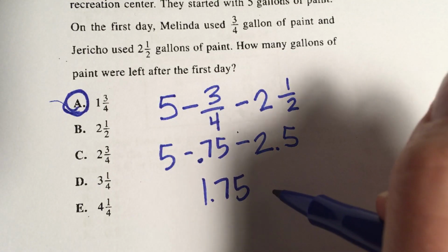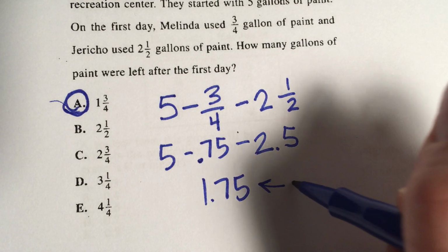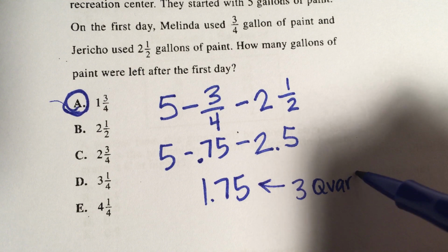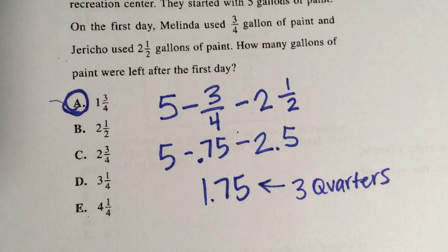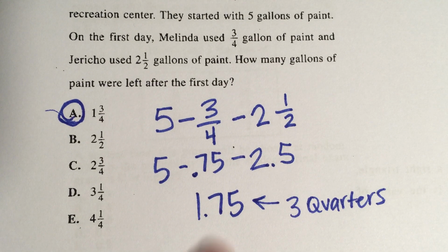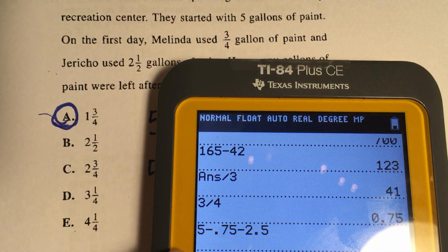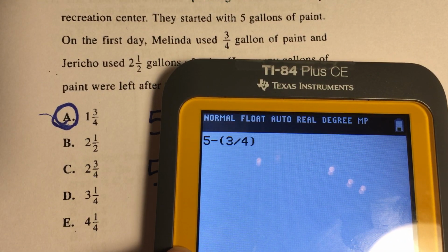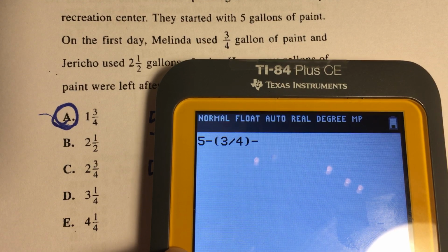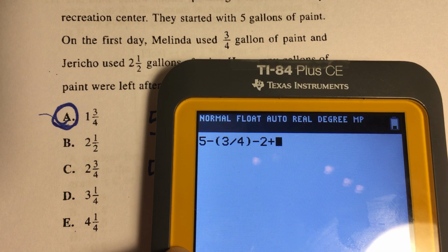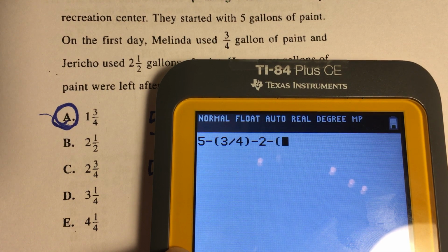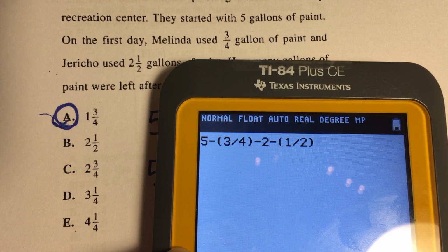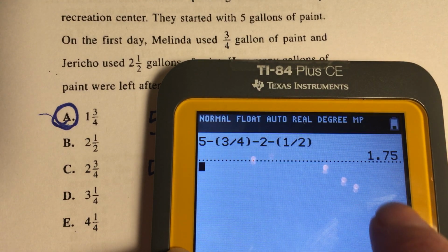Just like 75 cents is literally like 3/4 in money. That is what you have in this situation. You could have also just done the fractions in your calculator. So 5 minus 3/4 minus 2. The problem is you have to do 2 whole gallons and then minus the 1/2 gallon, like that. And then you would have 1.75.